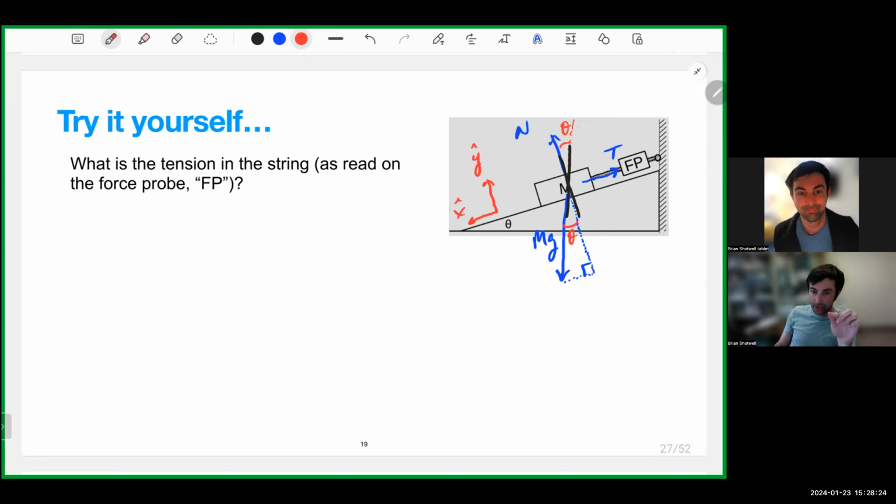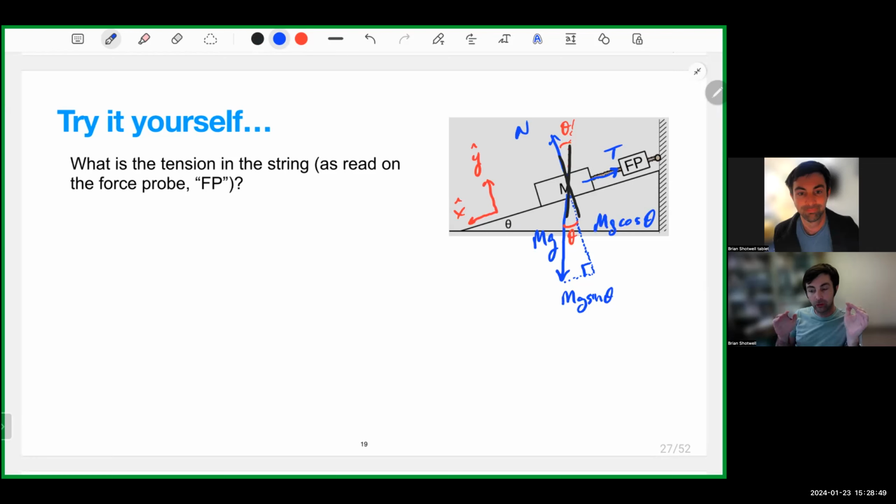Okay, so with that angle and with mg, we can write this side as mg cosine theta. No, sorry, sine theta. And this side is mg cosine theta. We'll see why that's useful when we apply Newton's second law.